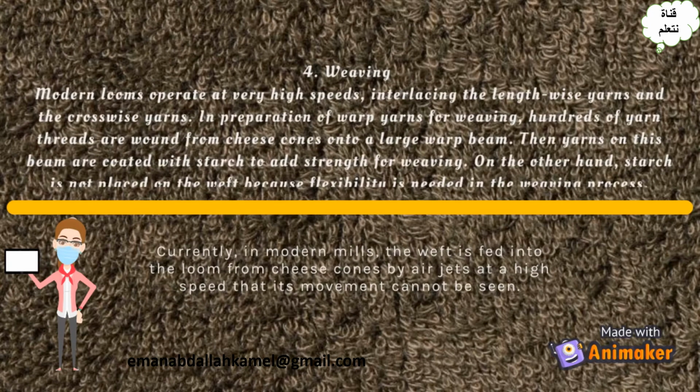4. Weaving. Modern looms operate at very high speeds, interlacing the lengthwise yarns and the crosswise yarns. In preparation of warp yarns for weaving, hundreds of yarn threads are wound from cheese cones onto a large warp beam. Then yarns on this beam are coated with starch to add strength for weaving. On the other hand, starch is not placed on the weft because flexibility is needed in the weaving process. Currently, in modern mills, the weft is fed into the loom from cheese cones by air jets at a high speed that its movement cannot be seen.